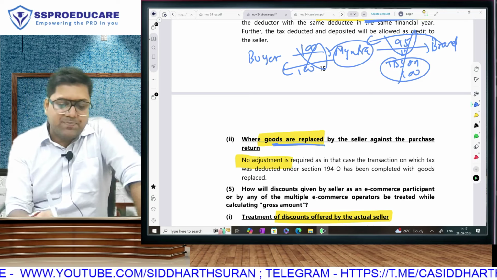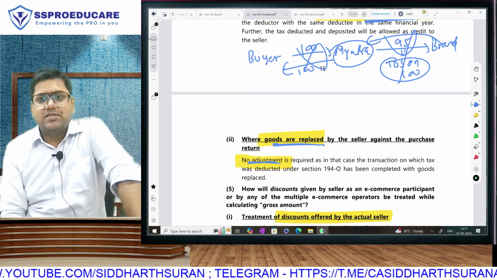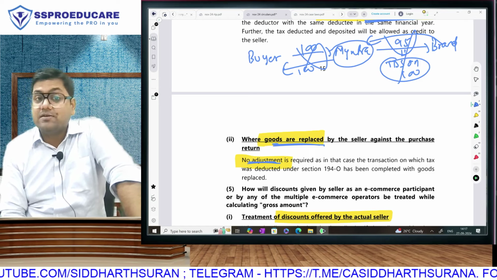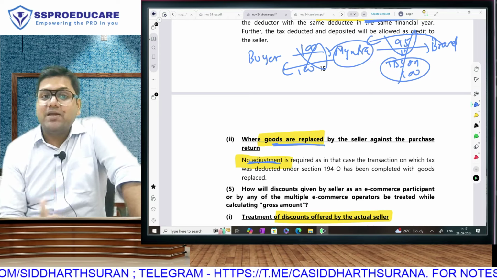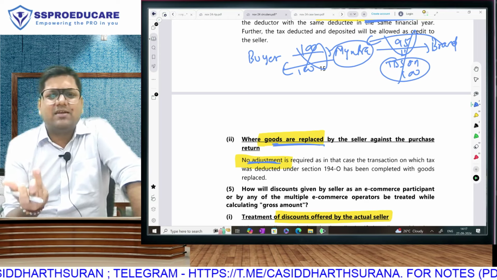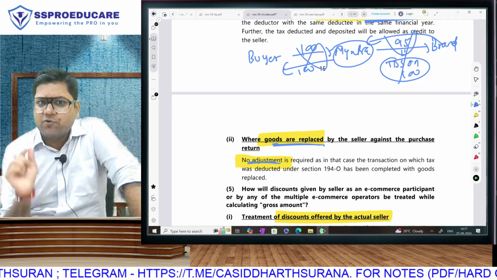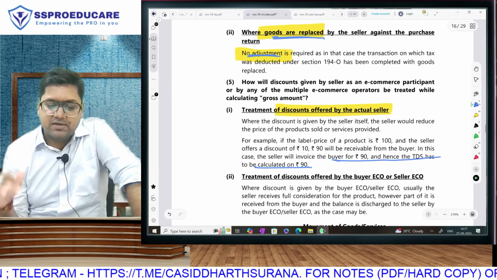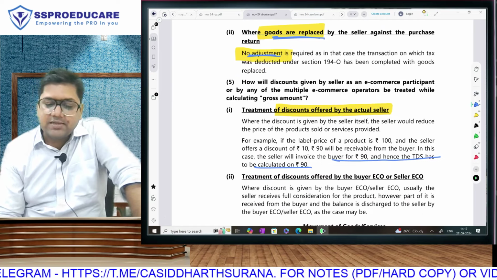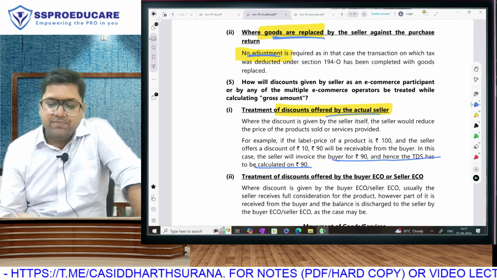If the goods are replaced, no adjustment is required. So if the goods are returned, TDS will be adjusted in future sale. But if the goods are replaced, then no need to do any adjustment, because in any case a sale transaction has taken place. So for return, next transaction, and for replacement, no adjustment. Is that clear?